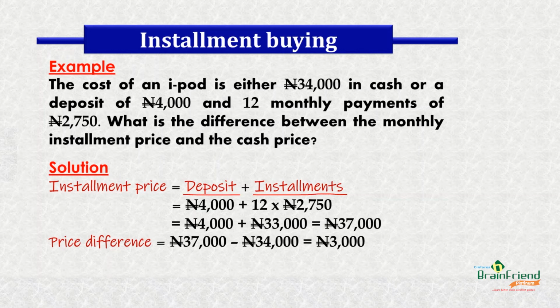Now, recall that 4,000 was the initial deposit, and then 12 by 2,750 naira installments. And that will give us 33,000 naira. So when we sum 4,000 naira and 33,000 naira, it gives us 37,000 naira.